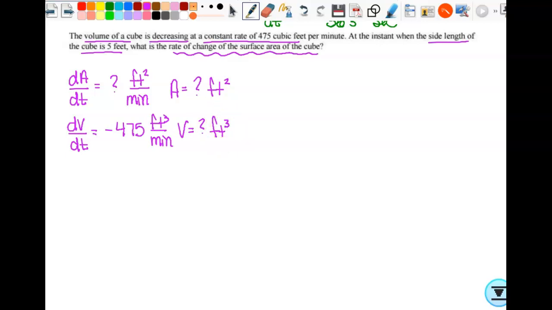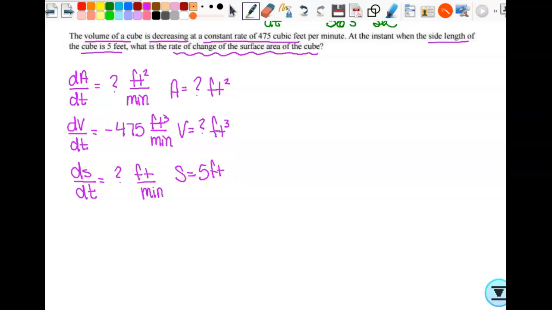So at an instant when the side length is 5 feet, which means it's changing, right? So I also need ds/dt, meaning side length over time. Did they give me that? No. Okay, what are my units here? Feet per minute. Do I have a side length that I'm actually using? Yes, and it is 5 feet. Do you see how we got all of that out of there? Okay, those are all pieces that we need.